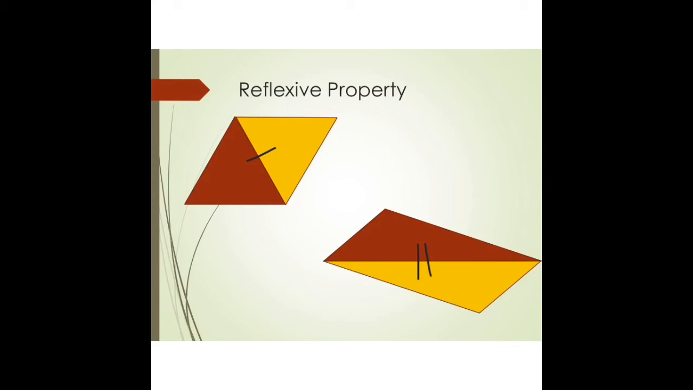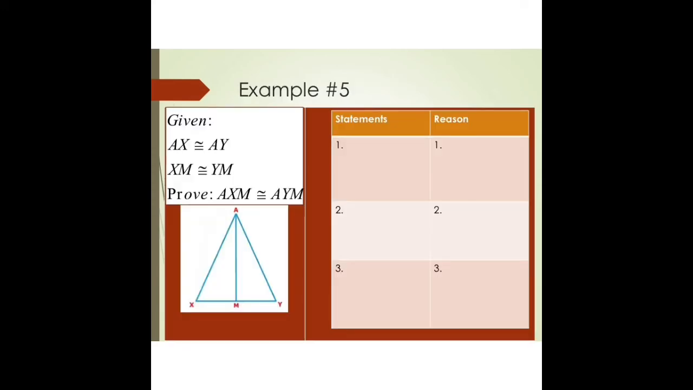All right, let's see how this would work in a proof. Okay, step one for our proofs is always to write down our given information. For our given information here, we see that AX and AY are congruent, XM and YM are congruent, so we should write those down as our given information. And our first reason is always going to be given. I'm going to go ahead and mark those sides. So we have AX and AY, and then we also have XM and MY.